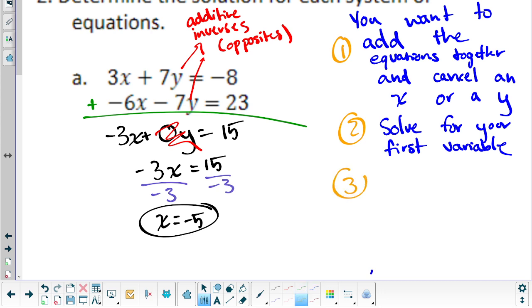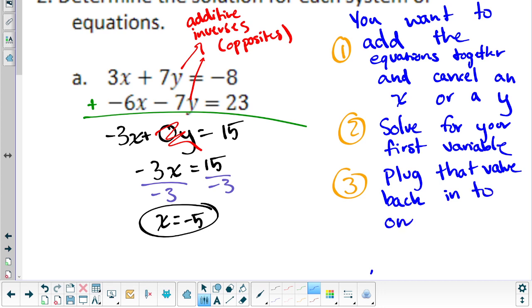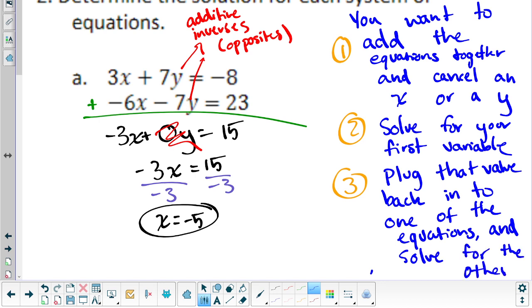And then what you want to do, step 3, is plug that value back in to one of the equations and solve for the other. Okay, so what I mean by that is I now know what x is, right? X is just equal to negative 5. Like in this system, the way to make it the same will only ever happen when x is negative 5. So I actually don't really need to write x anymore. I can just say that x is equal to negative 5 because it is.